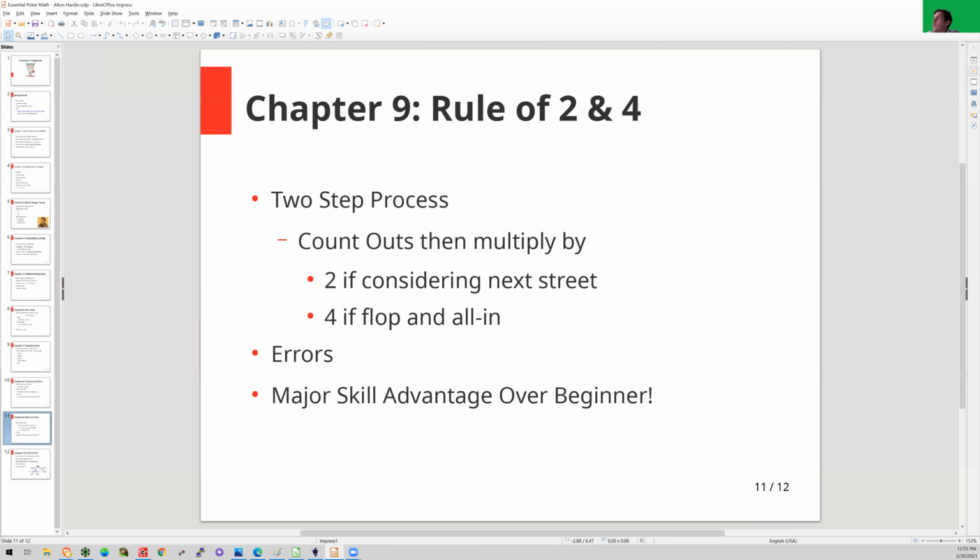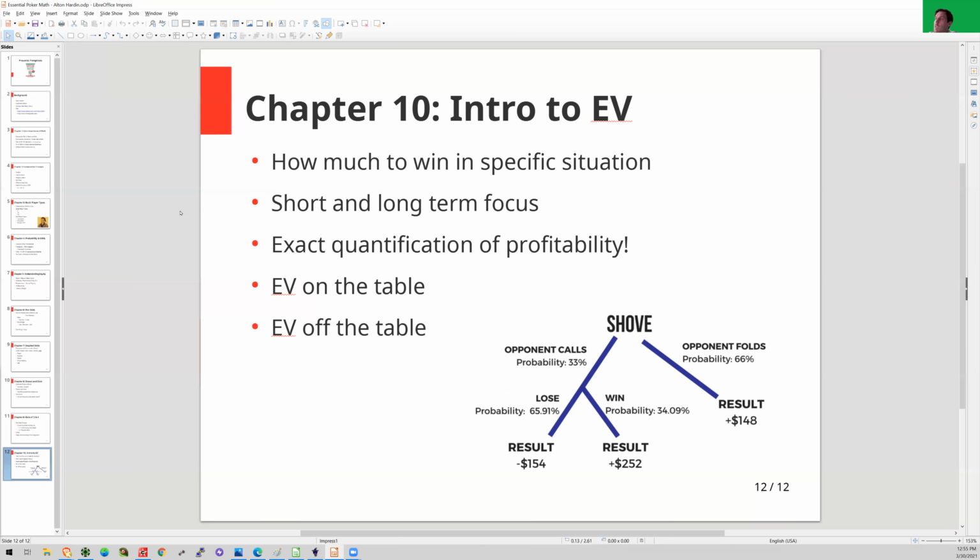So that's kind of the basics of pot odds and implied odds. And the next chapter, he just starts to go into the intro of EV, which is not really mathy yet, and we'll just talk about it a little bit. The intro to EV is how much you're expected to win in a specific situation. It has a short and long-term focus, right?